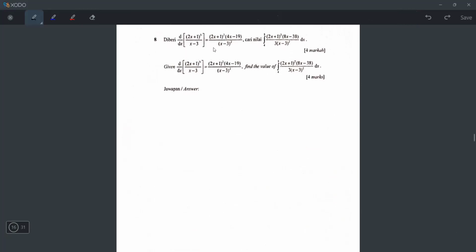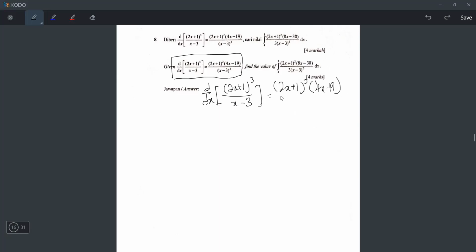For this type of question, I will immediately write down the integrate version for this thing. Okay, so if I say d/dx means differentiate this thing, (2x+1)^3 over (x-3), will equal to (2x+1)^2 (4x-19) over (x-3)^2. It means the other version means what? So differentiate (2x+1)^3 over (x-3) equals to this, right? It means integrate (2x+1)^2 (4x-19) over (x-3)^2 dx.